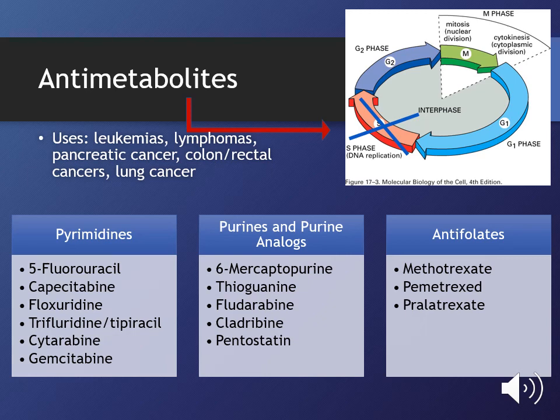This class is used in a variety of malignancies, including leukemias, lymphomas, and solid tumors such as pancreatic, colon, and lung cancer. They include the pyrimidines such as 5-fluorouracil and capecitabine, which are commonly used in GI malignancies, as well as the purines and purine analogs that are more commonly used for leukemias and lymphomas specifically. And then the third subclass are the antifolates. One of the ones that you may be more likely to see in practice is methotrexate.